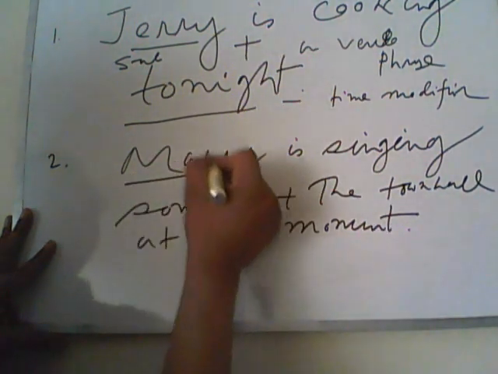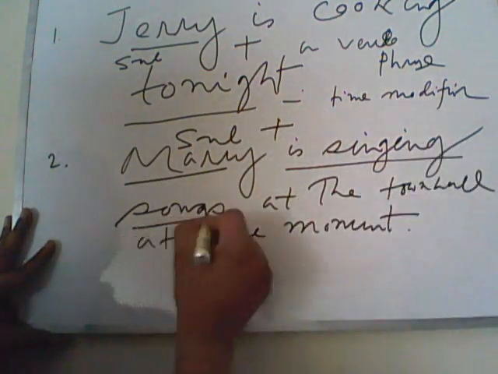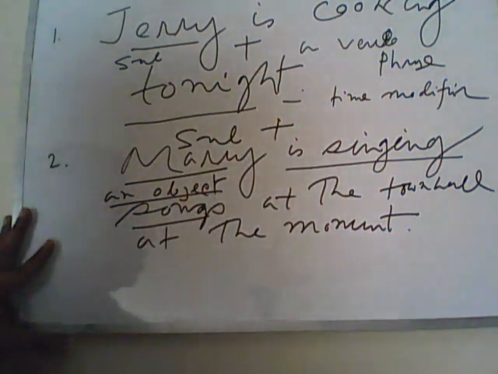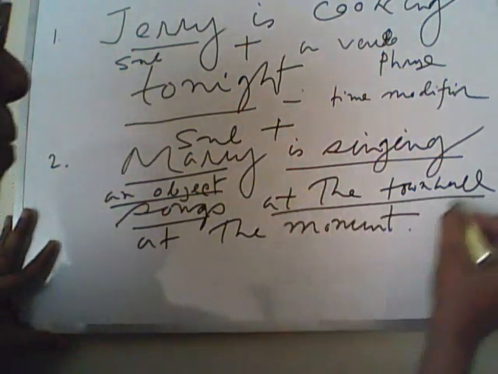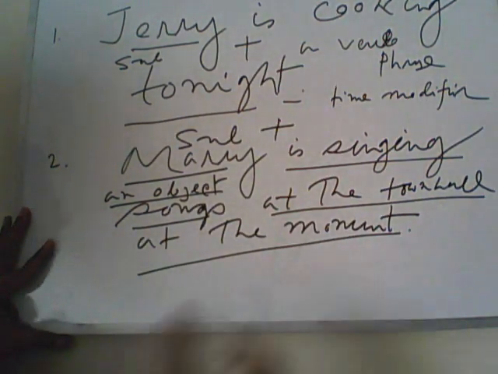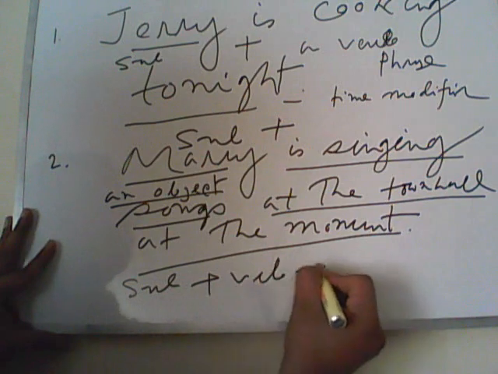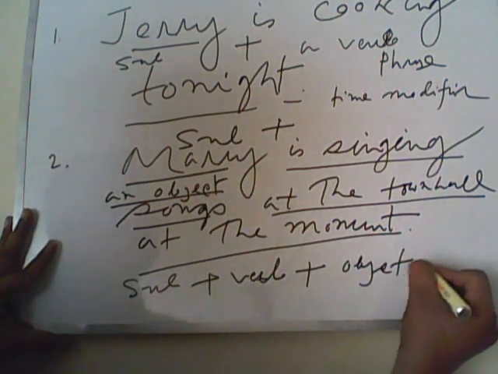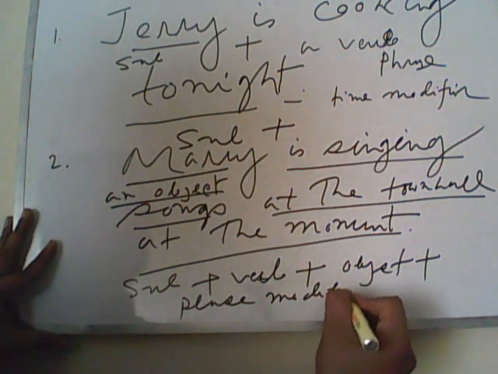See, Mary is the subject, and is singing is another verb phrase, songs is the object. Generally, American people say complement, not object; British people say object. At the town hall is the place modifier, and at the moment is the time modifier. So this is the big one, and I can summarize it as subject plus verb plus object plus place modifier plus time modifier.